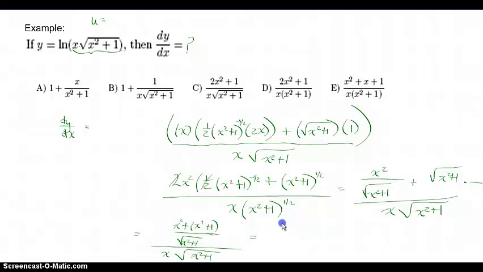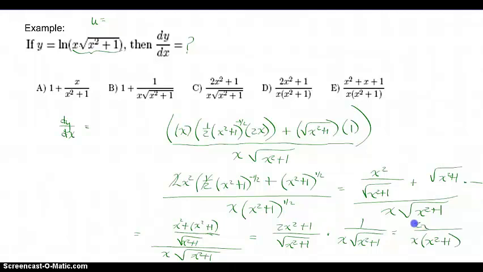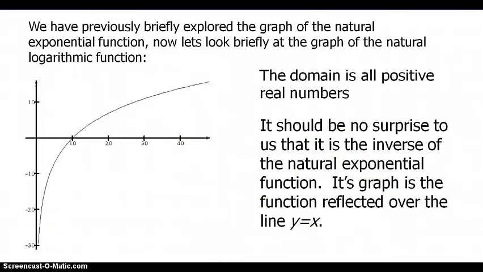So now we do have 2x squared plus 1 over the square root of x squared plus 1. We can flip the bottom and multiply straight across, and here's what we get, x squared plus 1. Now we're going to get x times the quantity x squared plus 1 on the bottom, and 2x squared plus 1 on the top. And there we are. That's choice D. All right, so there's an example using the chain rule for the derivative of natural log.